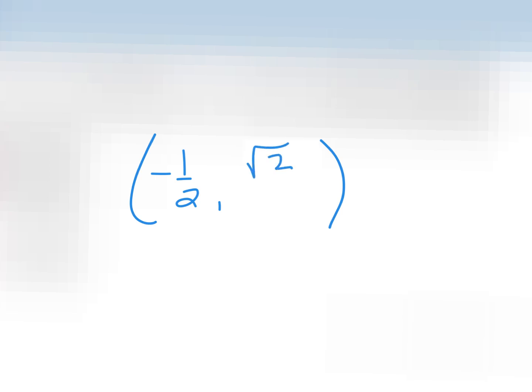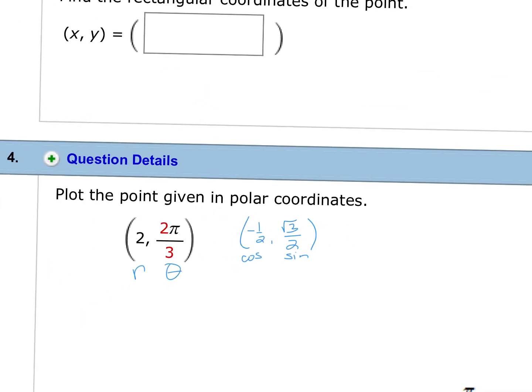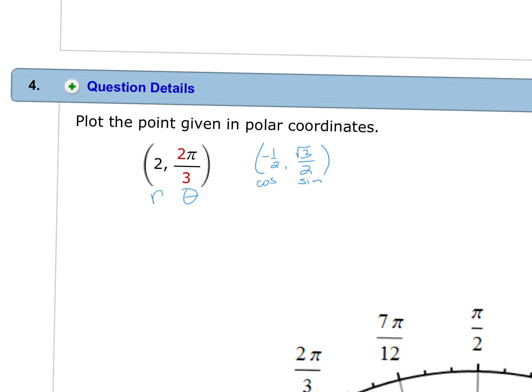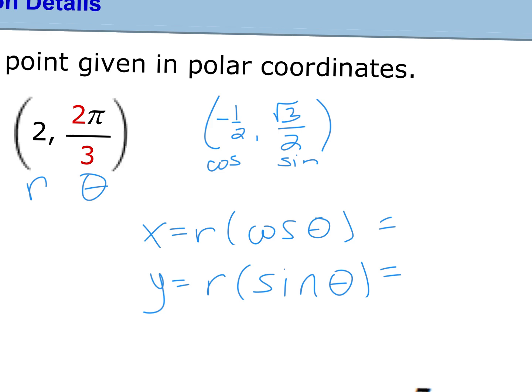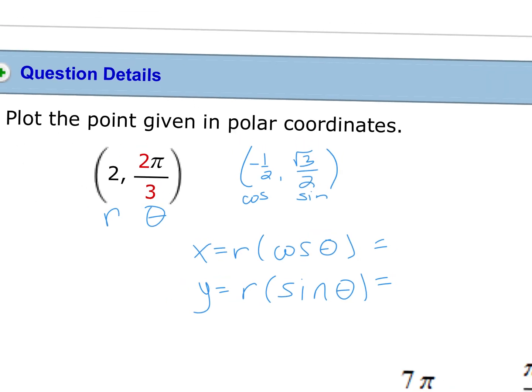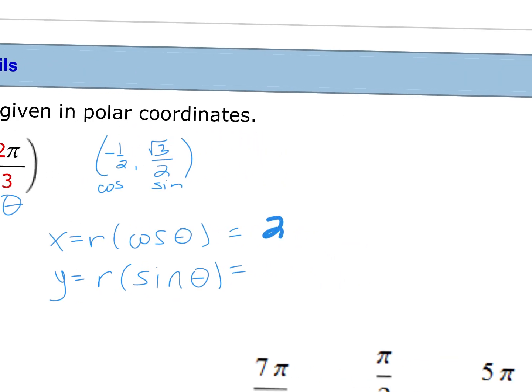Okay, again, the first one is my cosine, the second one is my sine. You guys are going to have the unit circle printed on the front of your quiz. So let's find the X and the Y. So X equals R times the cosine of theta, and y equals r times the sine of theta. In both cases, what is your r value, guys? 2, okay. So 2. The cosine is my x value, so times negative 1/2. And the sine is my y value, so positive root 3 over 2.